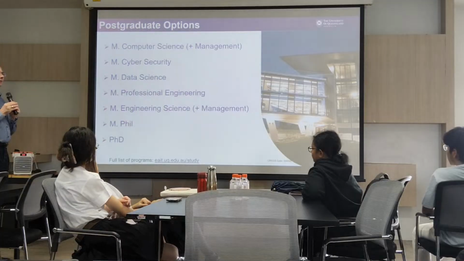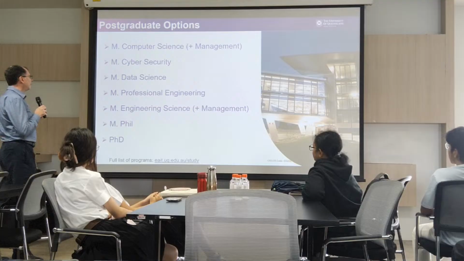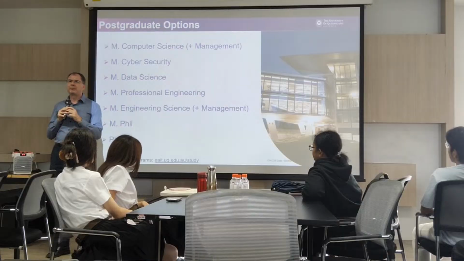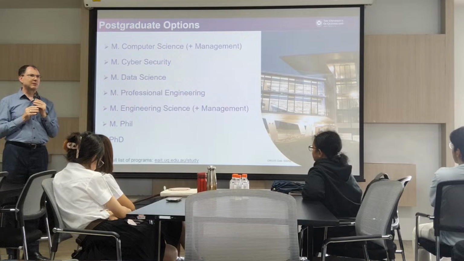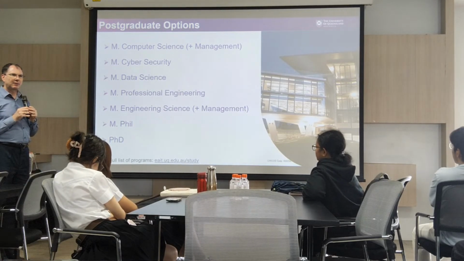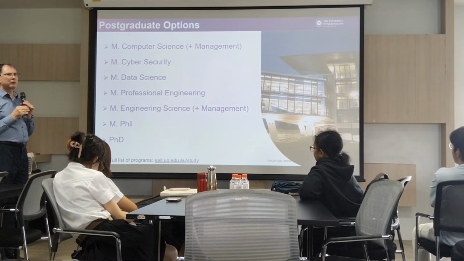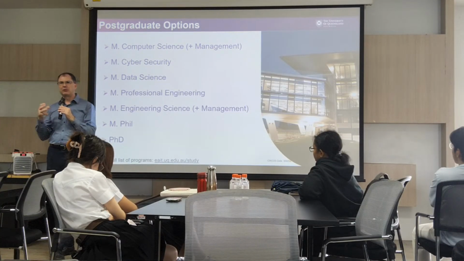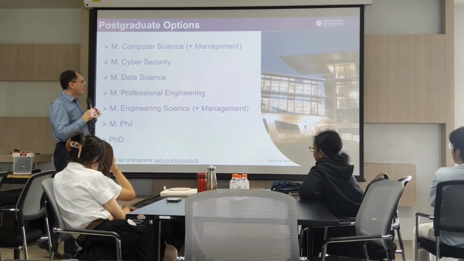So I've mentioned your scholarship continues if you continue on into a master's program. So master's programs that might be of interest to you. There's a Master's in Computer Science, and the plus management is you can add an extra 6 months onto that to take a set of business courses as well. There's a Master's in Cybersecurity, there's a Master's in Data Science. So these are all master's degrees that you would be eligible to enter with the Bachelor of Engineering. There's also a Master's of Professional Engineering in Software Engineering, so you can then go on and take more advanced topics in software engineering. There's Masters of Engineering Science.